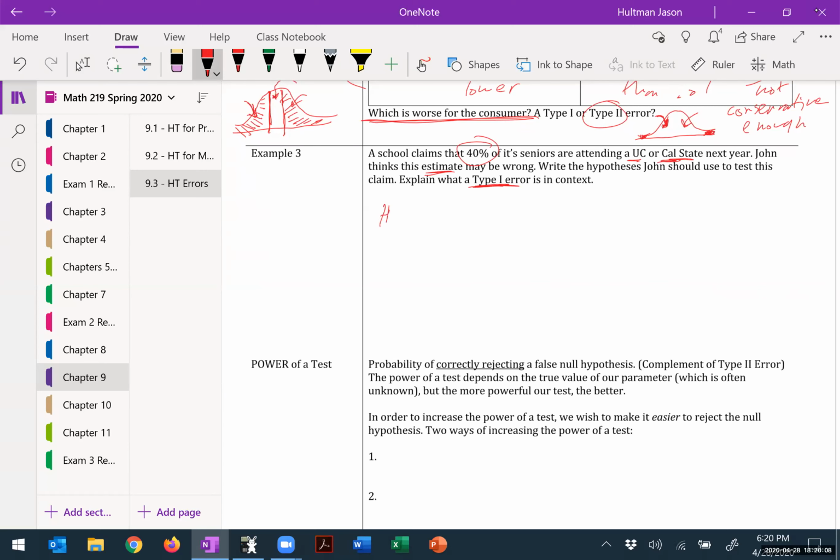Okay, so the null hypothesis is that this is correct. The probability of people going to a four-year university outside of private schools is 40%. Okay, he thinks that this is wrong. Well, it doesn't tell me if he thinks it's too high or too low. He just says that it's wrong. You, sir, are wrong.